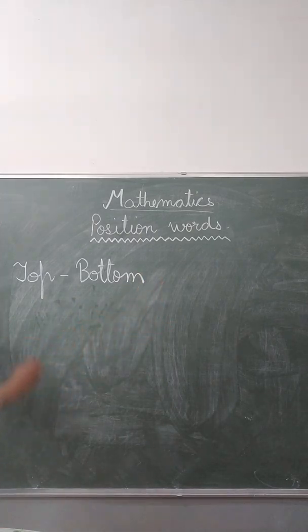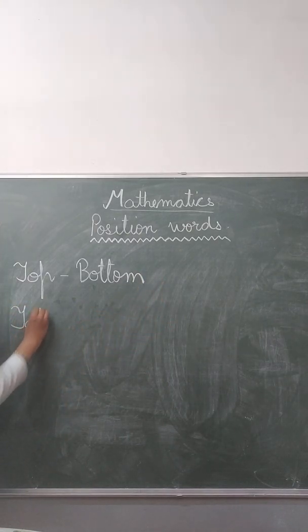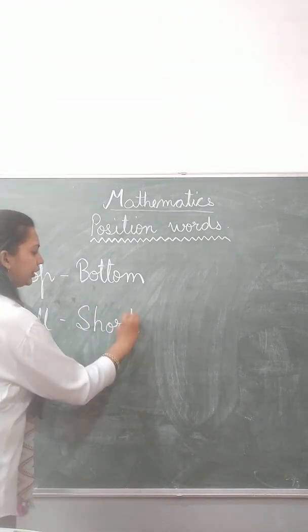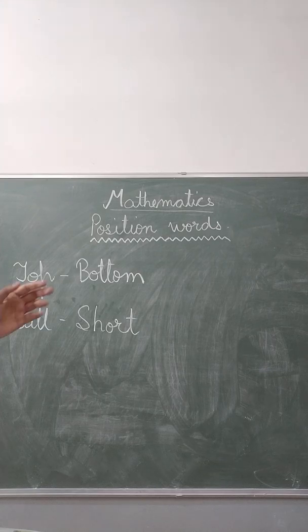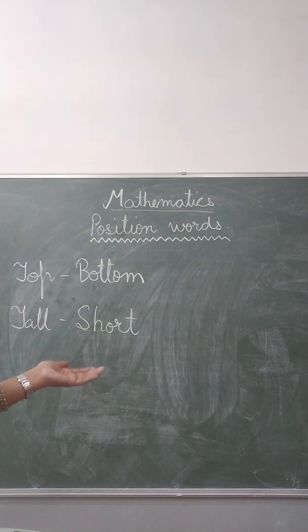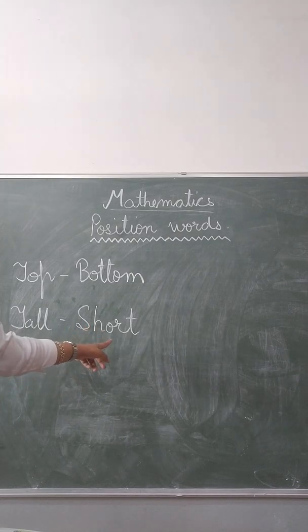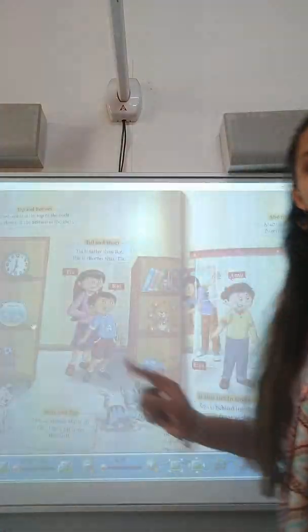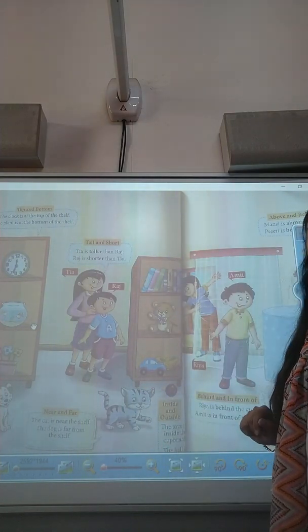The second one is tall and short. What I can easily use as an example is like your mother is always taller than you and we are shorter. So that is tall and short. Again, these two words are interrelated with each other. I am going to explain this more in brief with the help of the page shown over here.